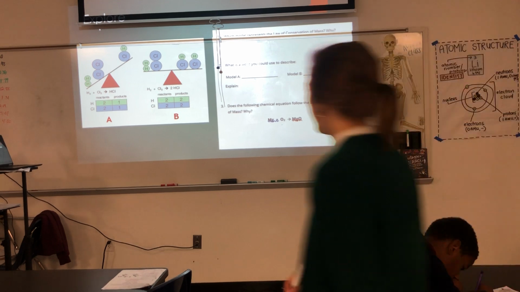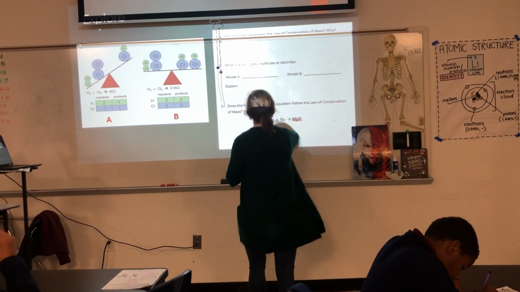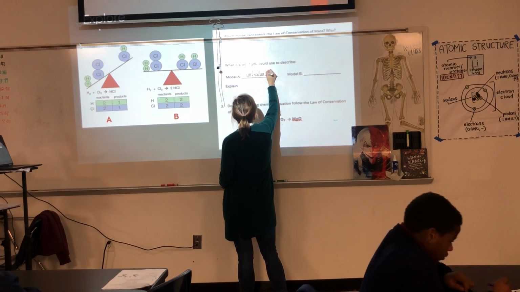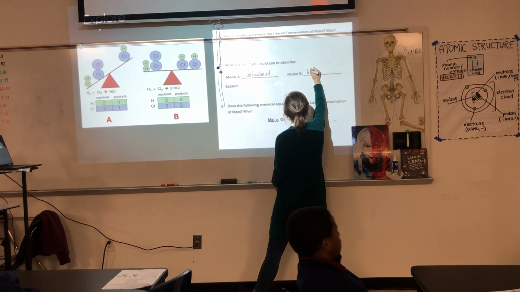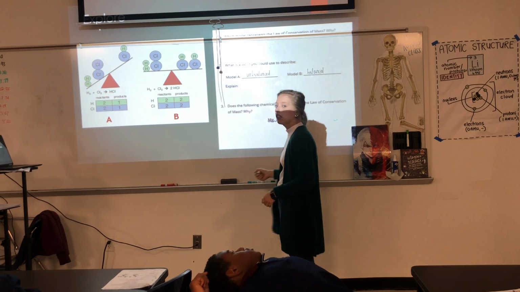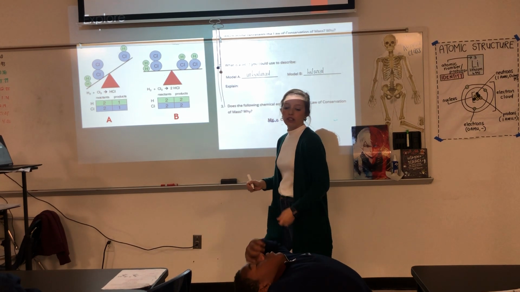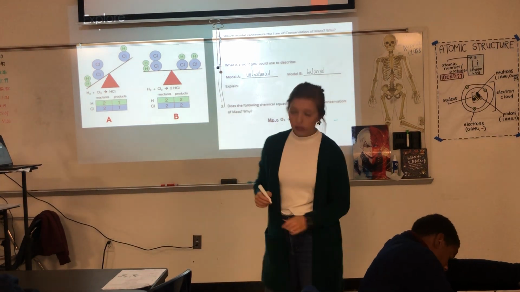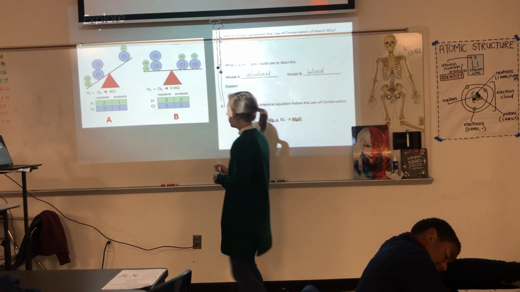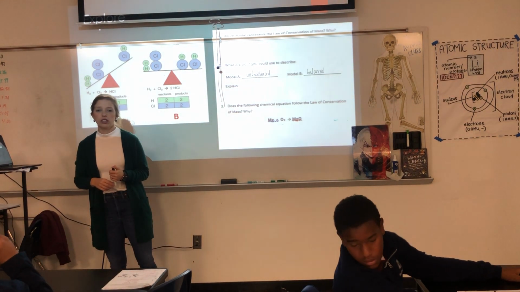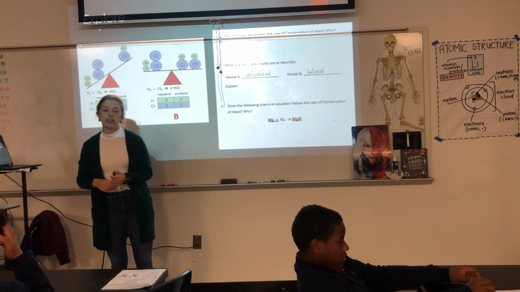Vanessa, is model A balanced or unbalanced? Good. That is an unbalanced one, which means that B is balanced. And Vanessa, how did you decide that that was balanced and unbalanced? Because model B is equal. Because what? Good. Yep. What is equal? The number of what is equal? Atoms. The number of atoms.